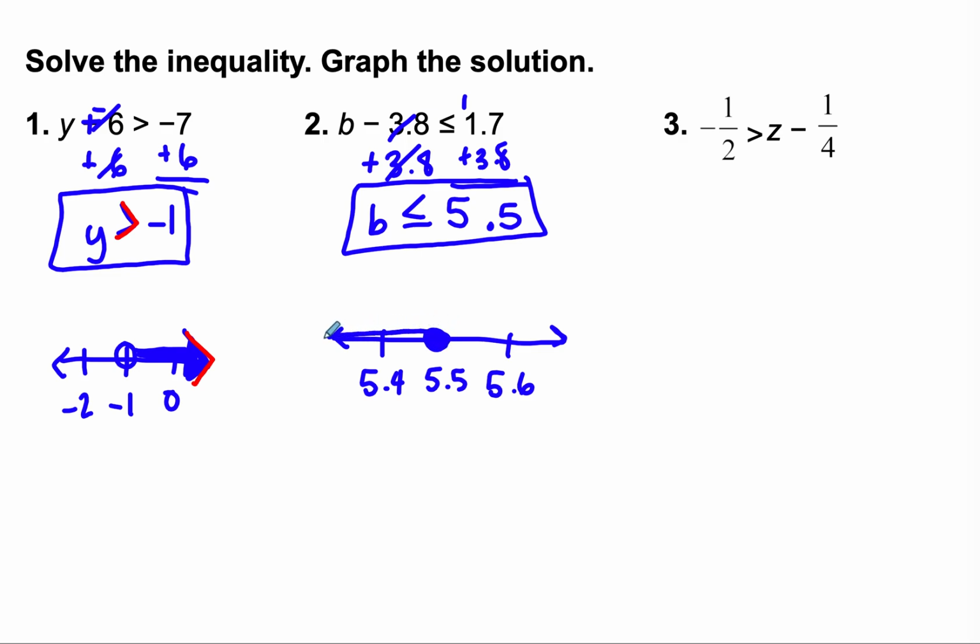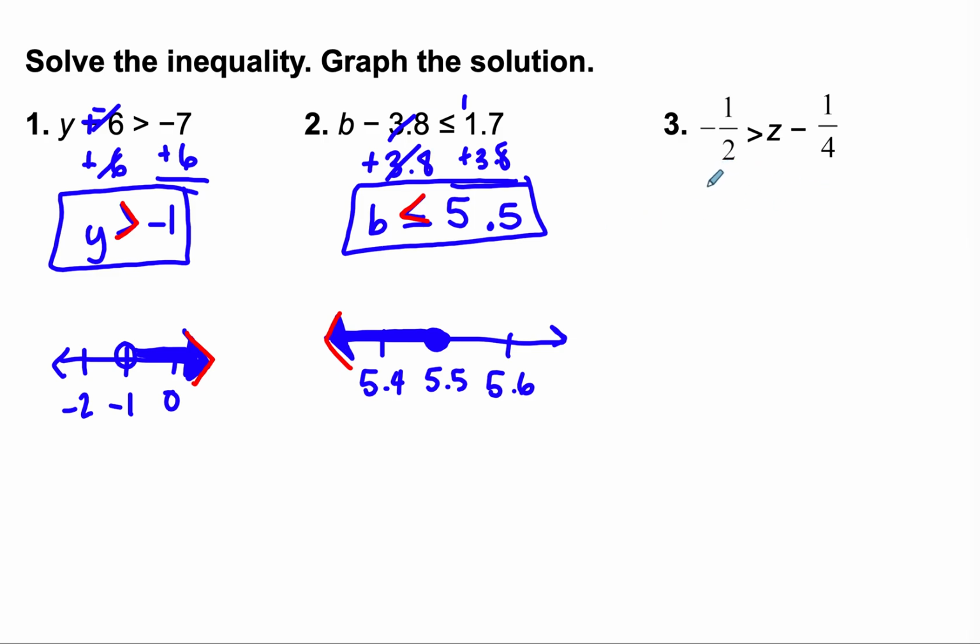This time it's less than, so I'm shading to the left. That's because this is where my solutions are going to be. If I put 5 and 4 tenths in, that's true. 5 and 4 tenths is less than or equal to 5 and 5 tenths. If the variable comes first, the inequality points the same way as the way that I'm shading. Only works if the variable comes first.